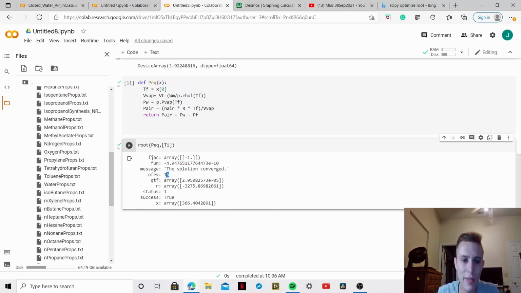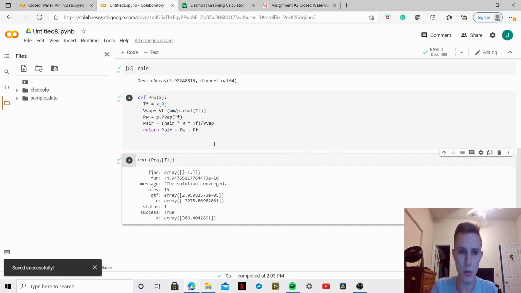And it says it took 15 guesses based on our guess of our initial temperature, being our guess here. It took 15 run-throughs of this root function to get this value. All right, so this is actually the answer for what we're looking for. Our final temperature is 366 degrees Kelvin, given that the final pressure is 200,000 pascals.